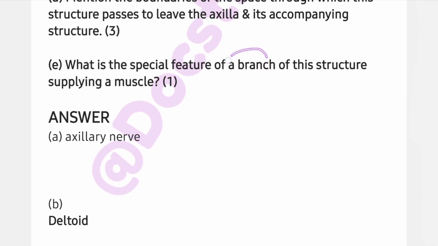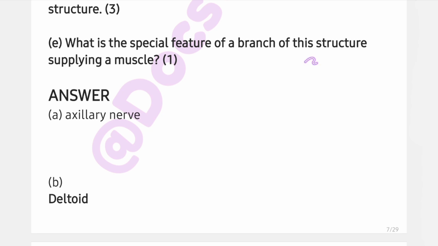What is the special feature of the branch of this structure supplying the muscle? It winds around the surgical neck of the humerus. If you take the humerus, it has three necks: one is the anatomical neck, another is the surgical neck, and another is the morphological neck. The morphological neck is one that you cannot see with the naked eye. You have to see it in a radiological examination.